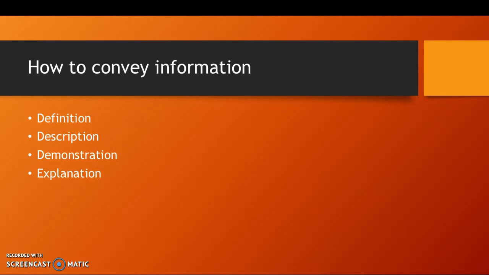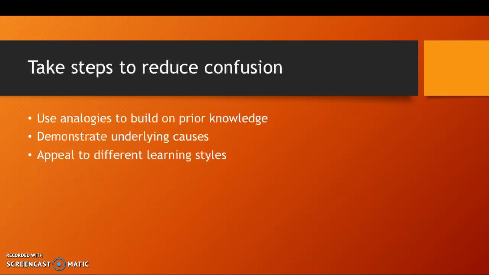And then explanation needs to occur at some point. So you need to explain to us what it is that you're talking about. If it's a person, explain that person to us and why they are significant. If it's a process, explain each step in detail and help us understand what is going on. Some steps to reduce confusion. Use analogies to build on prior knowledge.